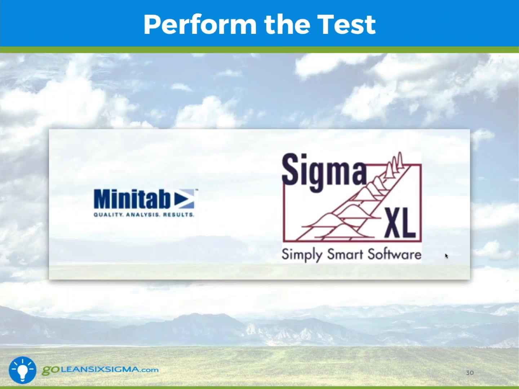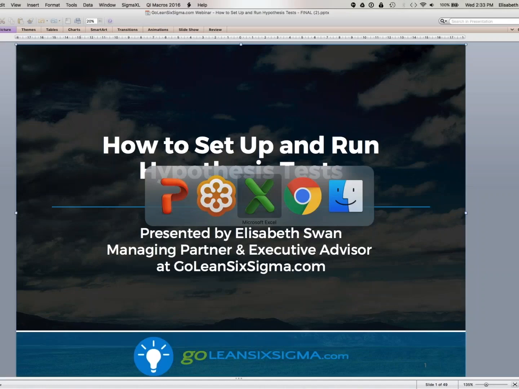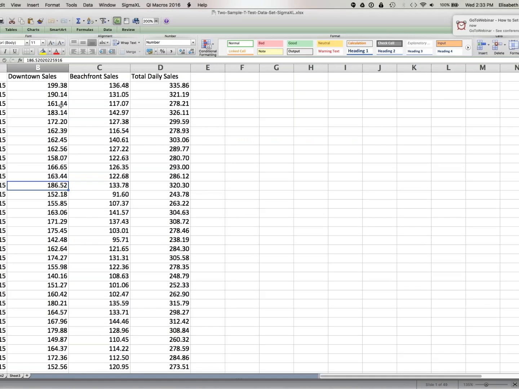We provide instructions for whether you're going to use Minitab, which works on a PC, or Sigma Excel, which works on a PC and a Mac. Now, I have a Mac, so I'm going to use Sigma Excel for this one, but we have instructions for both. I am going to bring us over to our data set. So here's our data set, and as I mentioned, I'm going to capture downtown and beachfront.